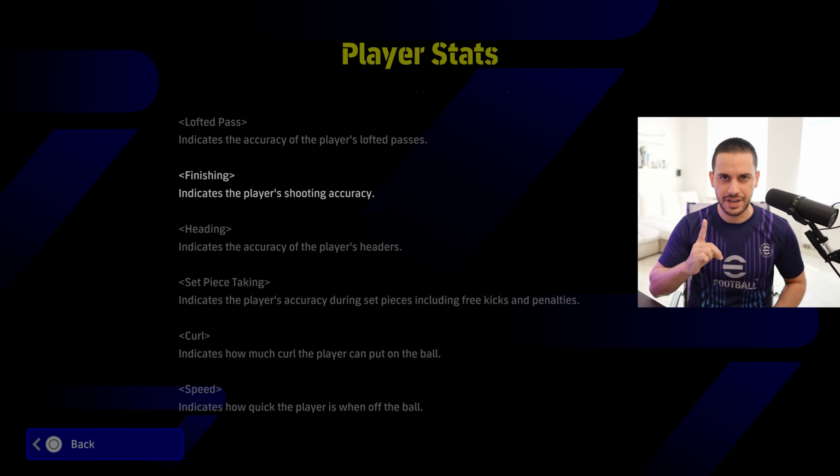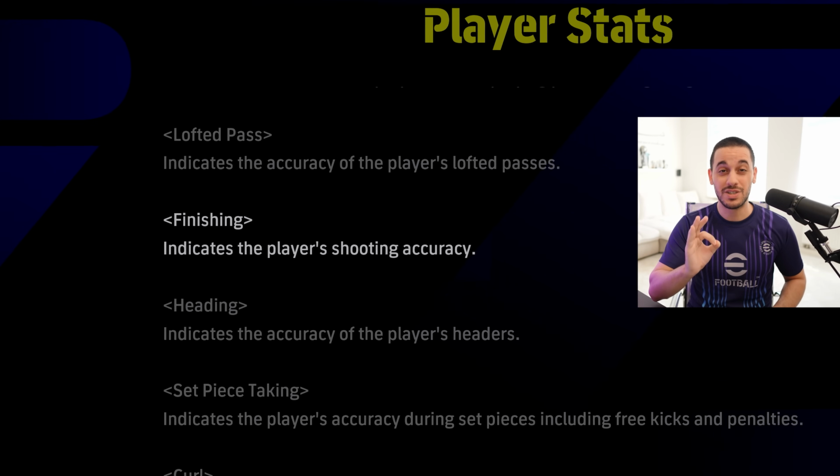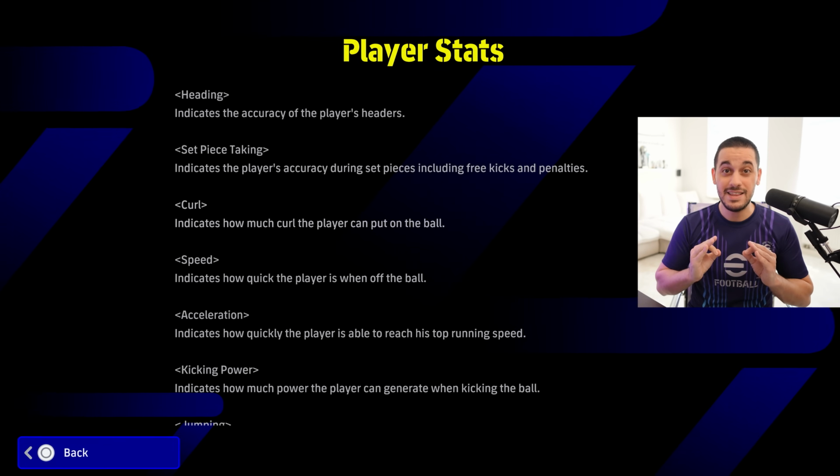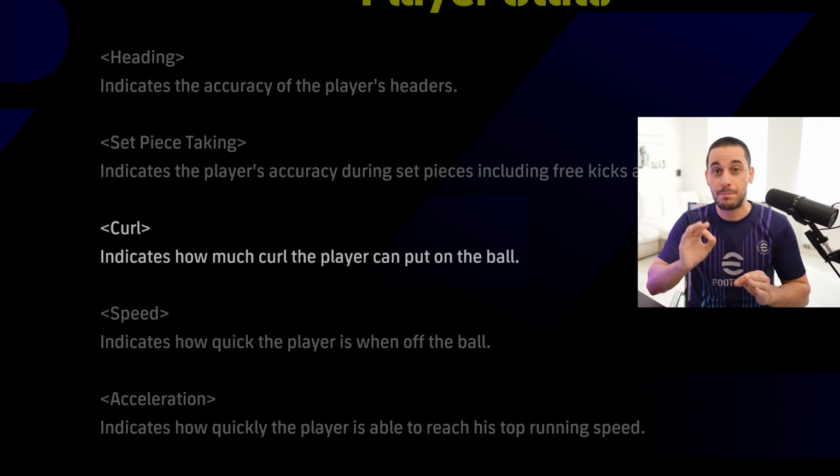There are three basic attributes that are responsible for scoring a goal. First, obvious but essential, finishing indicates the player's shooting accuracy. Second, curl indicates how much curl the player can put on the ball.